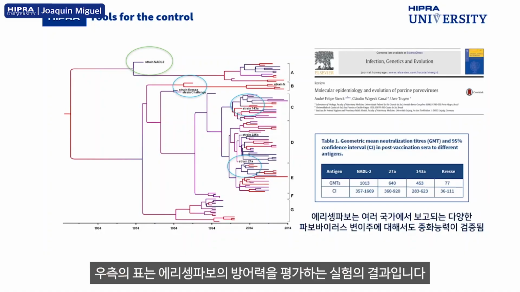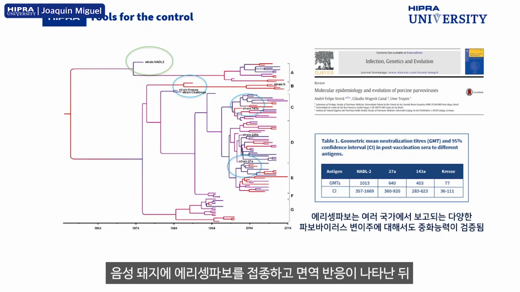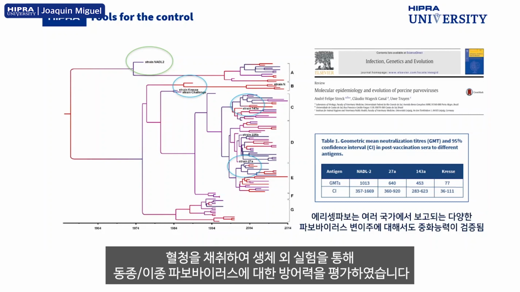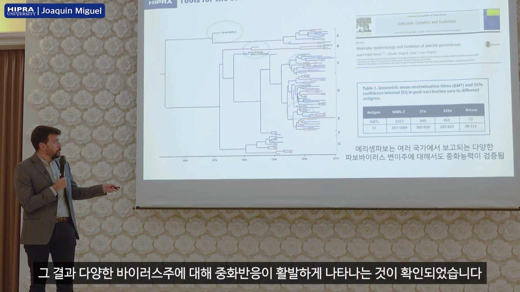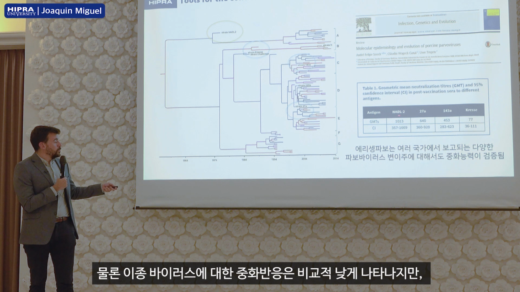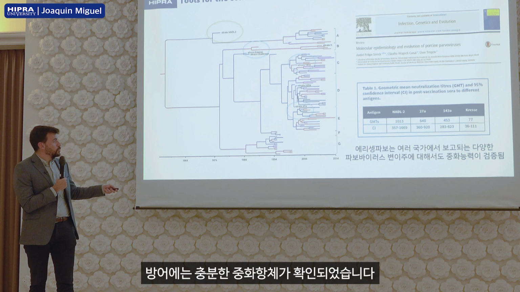This table is one of the trials we did with erythemparvo. We vaccinated naive animals, and after they developed an immune response, we collected the serum and did an in vitro virus neutralization with different strains, homologous and heterologous, and we observed that there is viral neutralization with the different strains. Of course, it's lower with a heterologous strain, but we still have enough protection to protect the animals.